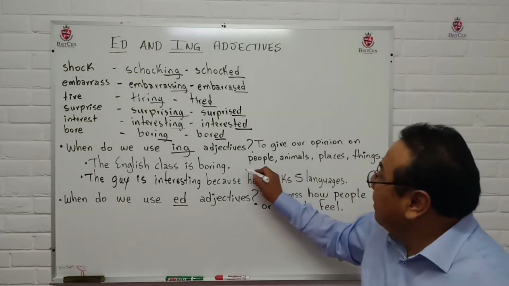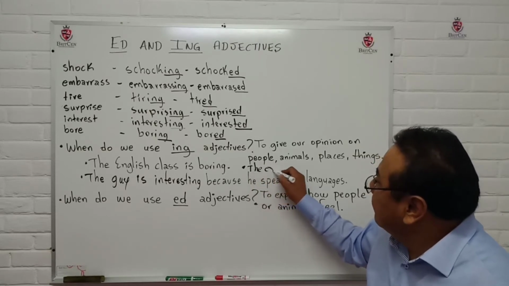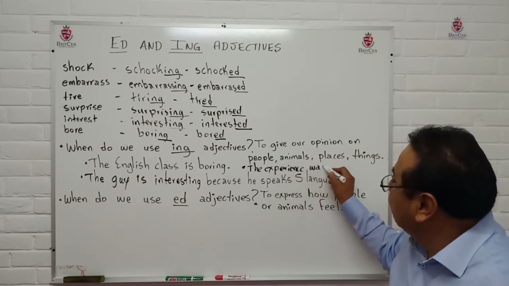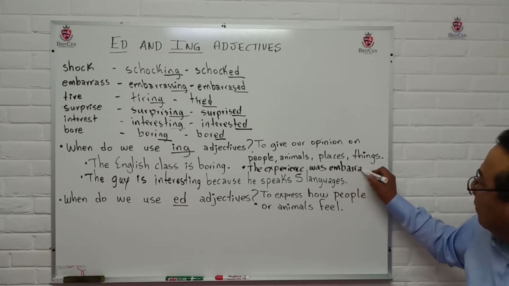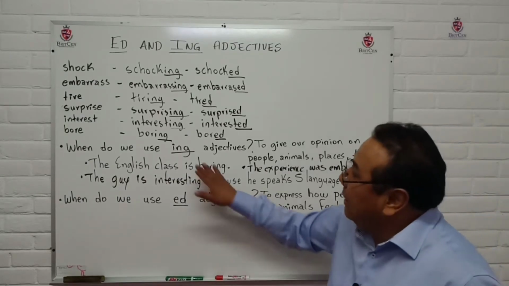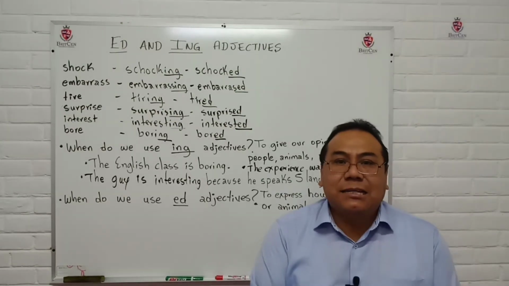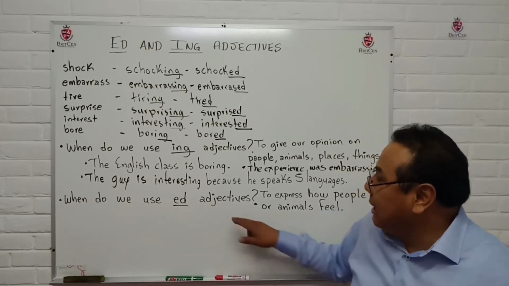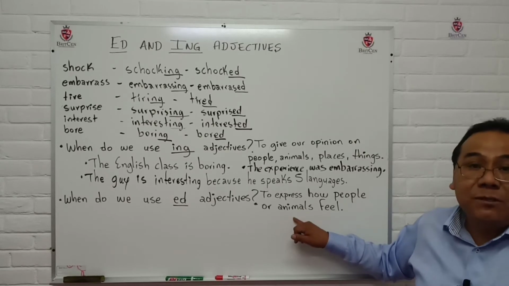Okay? Or even the experience was embarrassing. Okay? So we give our opinion when we decide to use ing adjectives. While when we use ed adjectives, we express how people or animals feel.